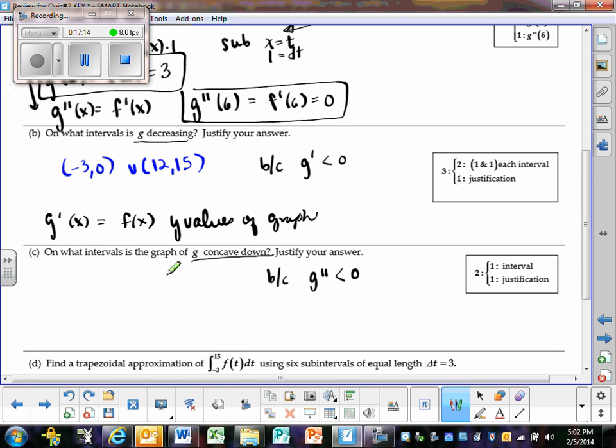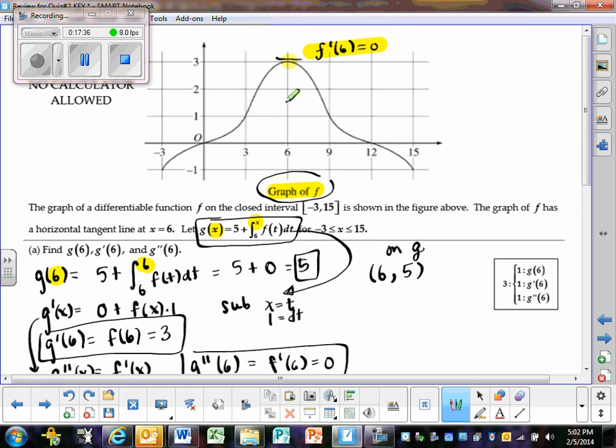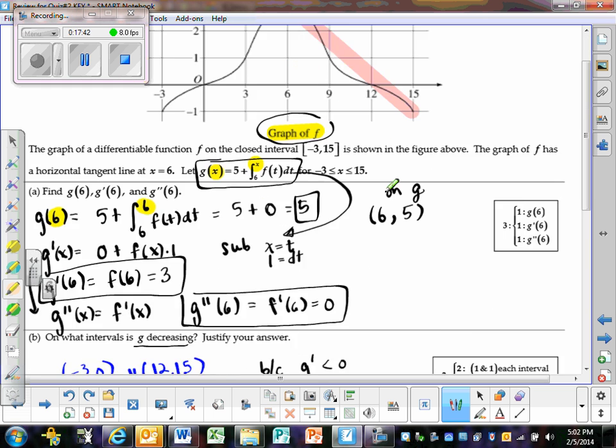Similarly, we're going to compare what we wrote for part A to do part C. The second derivative of g is less than 0. Since the second derivative of g is equal to f prime of x, those are the slopes of the given graph. So I want the slopes of the given graph to be negative. And the slopes of this graph are negative between 6 and 15.